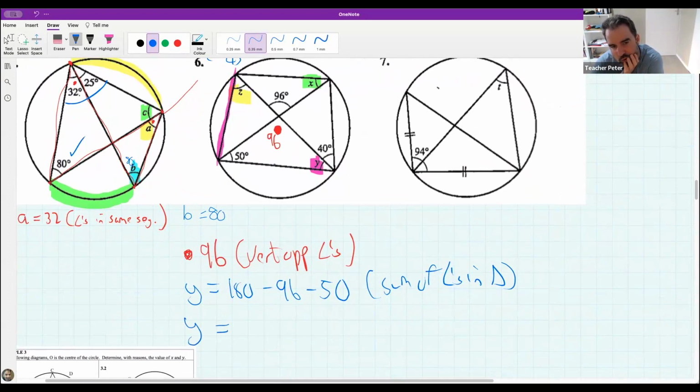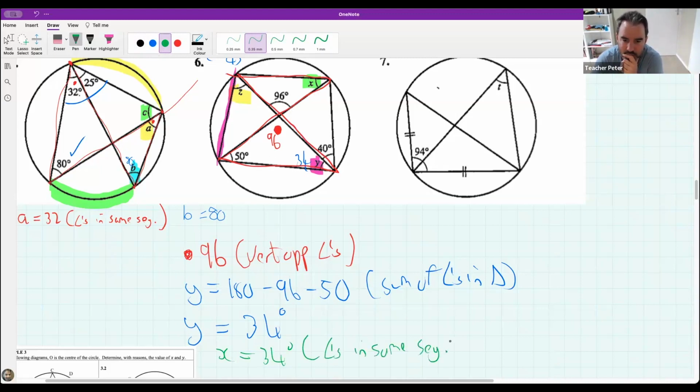146, take away 180 minus 146, I get 34 degrees. But now once I found that that's 34, that helps me work out what x is. So what's my x going to be? I think x is 34 degrees, angles in same segment. Okay, so that's 34.